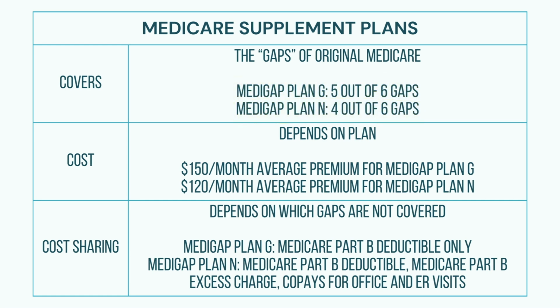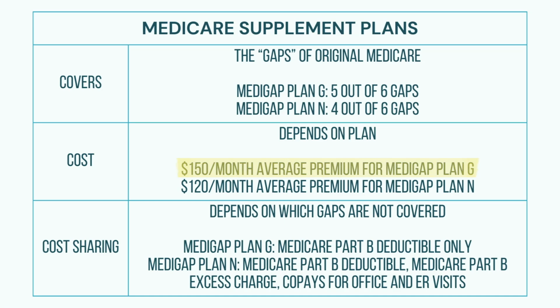Now, the cost of these plans depend on which type of plan you get and the plan provider, meaning the insurance company, and the location where you live. The average for a Medigap Plan G is somewhere around $150 a month for someone turning 65, but it can get a lot higher, and in some cases it may be lower, and it also may depend on your age.